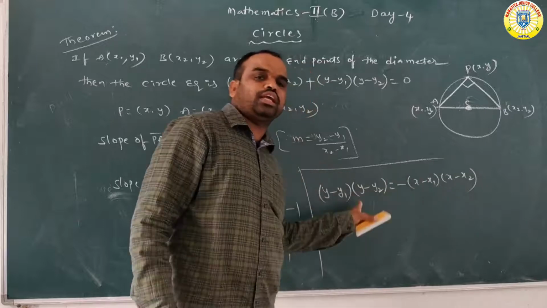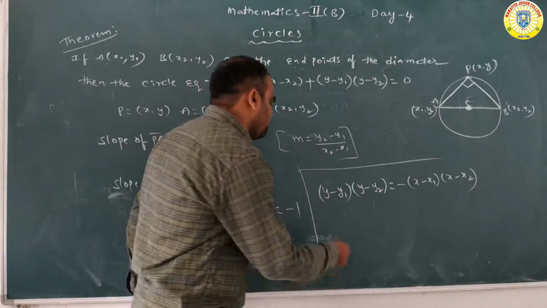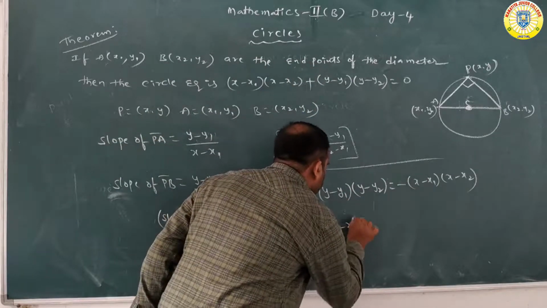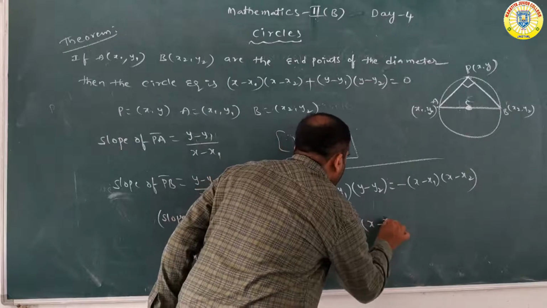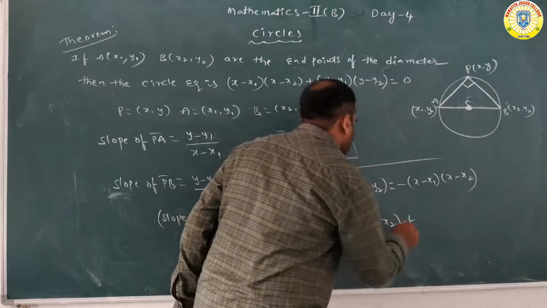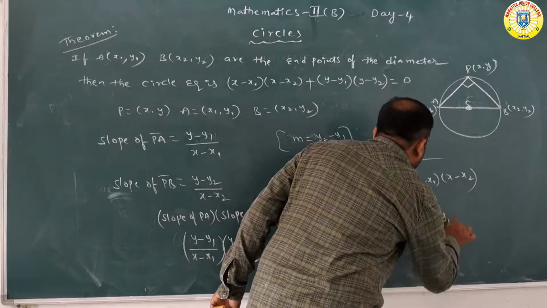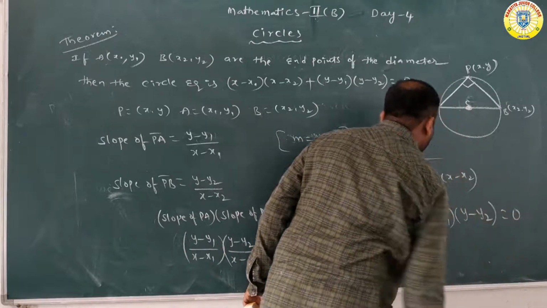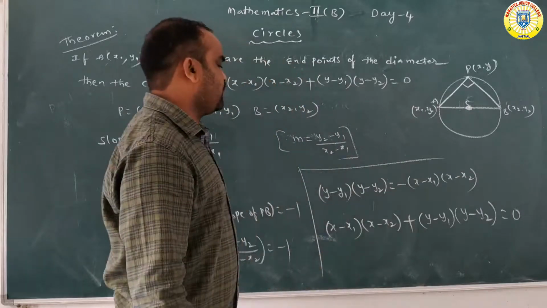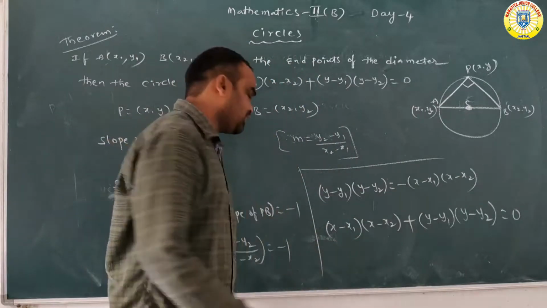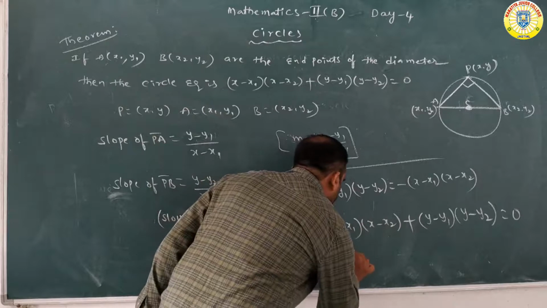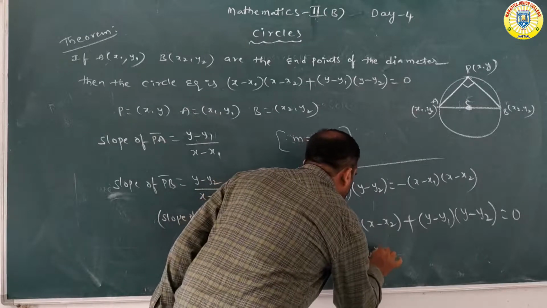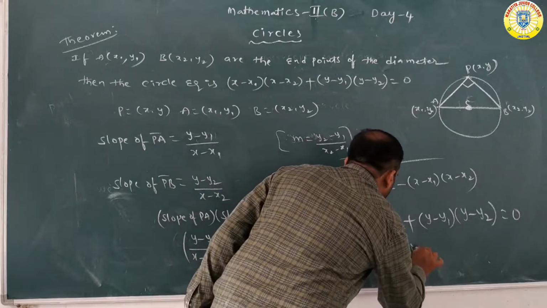Taking this value to the left side, what are we getting? Plus (x - x1)(x - x2) + (y - y1)(y - y2) = 0, which is the required equation of the circle.